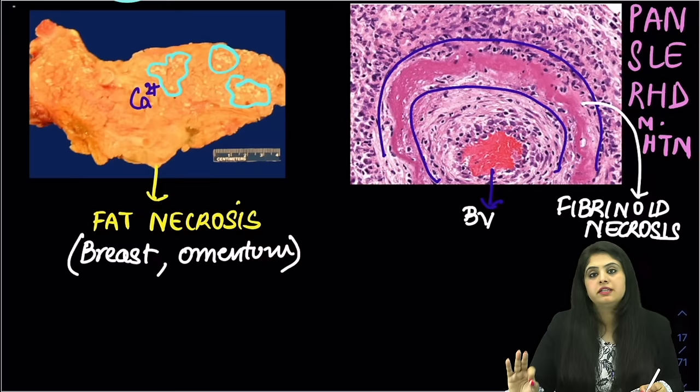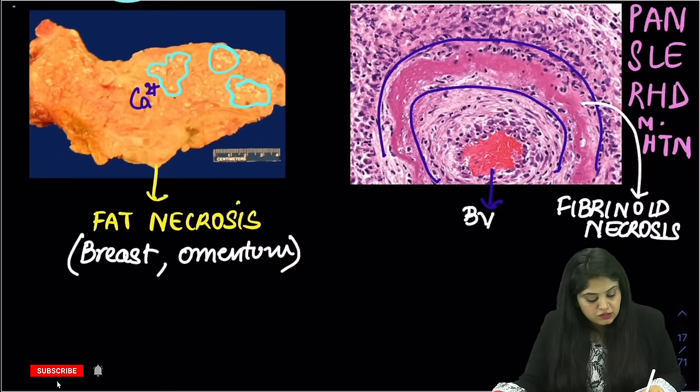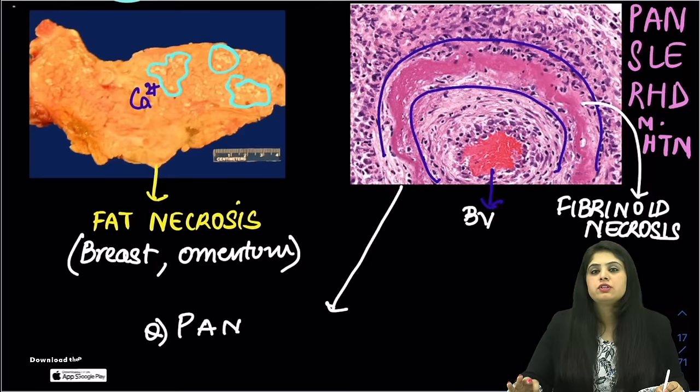Where will I get a question? Most expected question is out of these on polyarteritis nodosa. And there are two set questions on polyarteritis nodosa. Number one, which is the circulation that it does not involve?